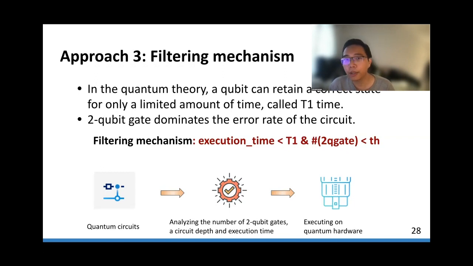Second, 2-qubit gates dominate the error rate of the quantum circuit. If the circuit contains too many 2-qubit gates, then the result is also unreliable. For a quantum circuit, QDiff will first analyze the number of 2-qubit gates and the circuit depth. With the user-defined error rate threshold, the gate average execution time and 2-qubit gate error rate given by the IBM website, QDiff will calculate the threshold for both circuit depth and 2-qubit gate number, and check if the invocation is necessary or not.